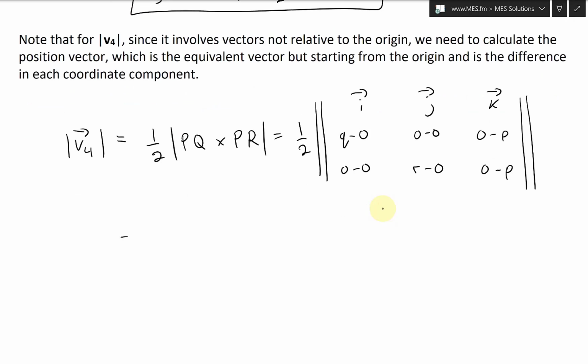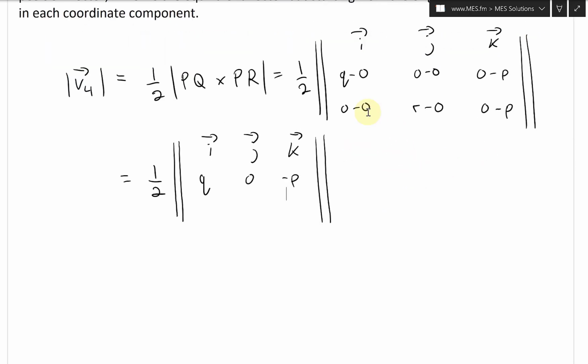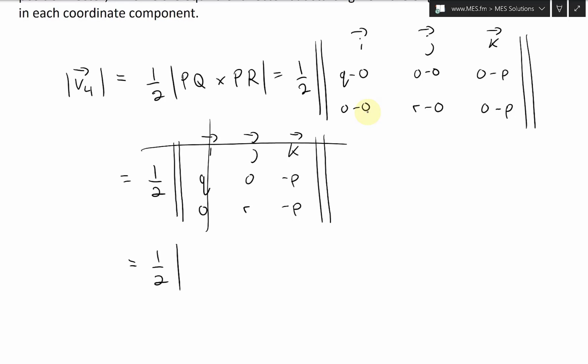And simplify this out. This equals 1/2 determinant, length, determinant, I, J, K, like that. Length, determinant, length. This is going to be Q, 0, and then negative P. So we just subtract all these, get rid of the two variables, put 1 or two numbers. 0, R, negative P, like that. Now this equals 1/2. Let's put it down here to make it neater. Length, and then this is going to be cross this out, cross this out.